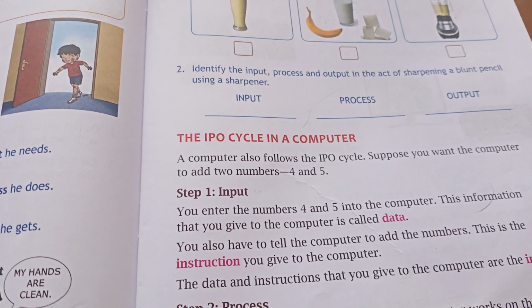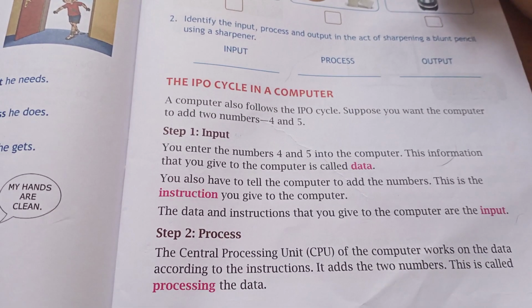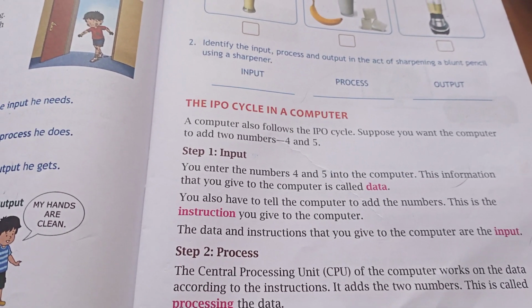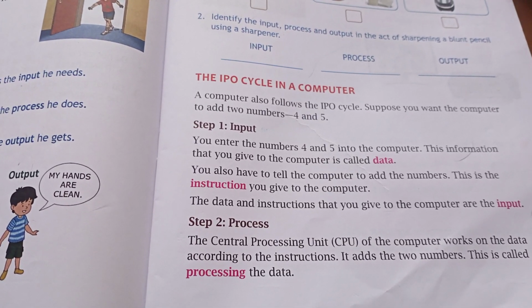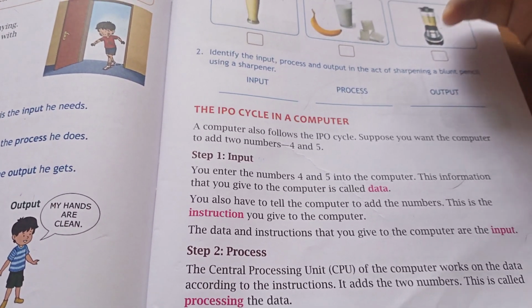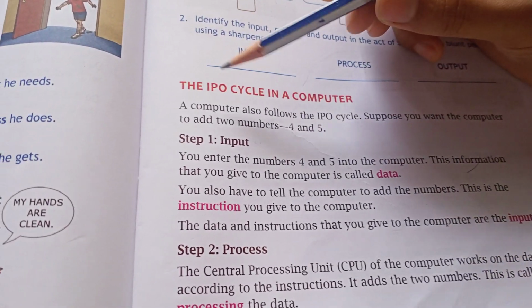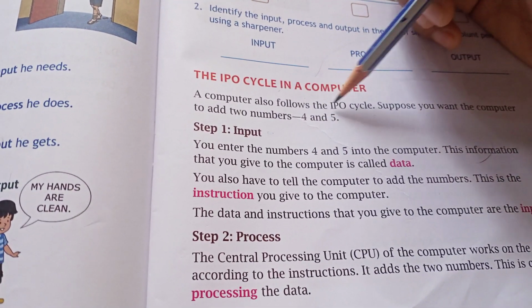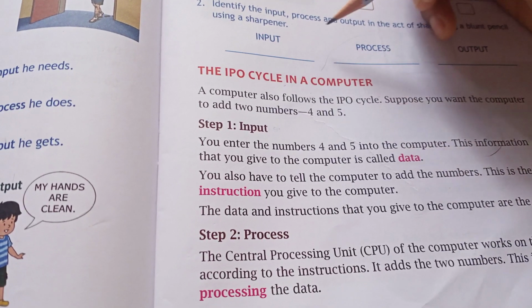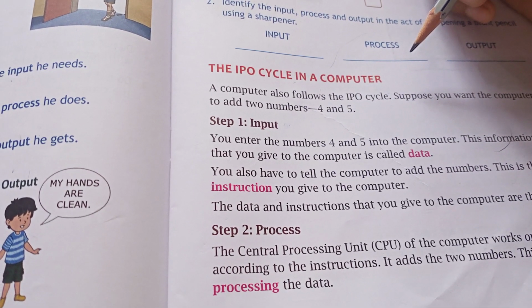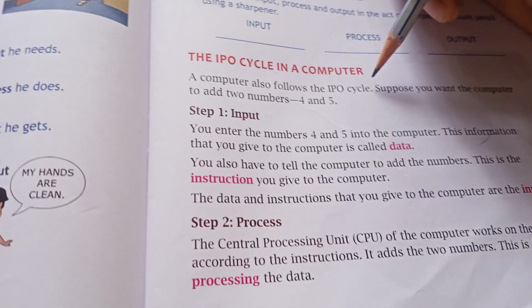The IPO cycle in a computer. So what is the IPO cycle in a computer? Everyone open your book, page number 23, and listen carefully and try to understand. A computer also follows the IPO cycle. Like the IPO cycle in our daily life activities, the computer, which is a machine, also follows the IPO cycle to run its work.